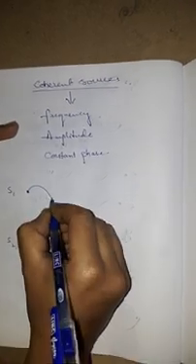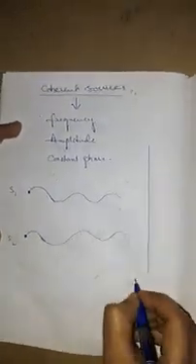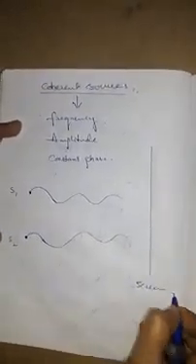Now imagine there are two sources S1 and S2. S1 is emitting a crest and the other also a crest or trough, whichever it may be. Suppose this is the screen. When both waves have the same frequency, same amplitude and a constant phase, they are called coherent sources.